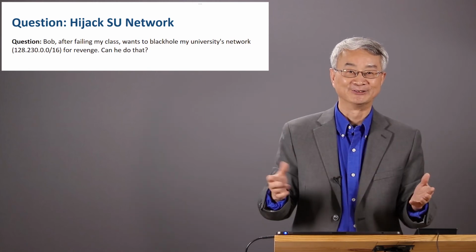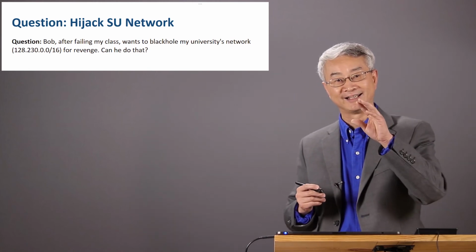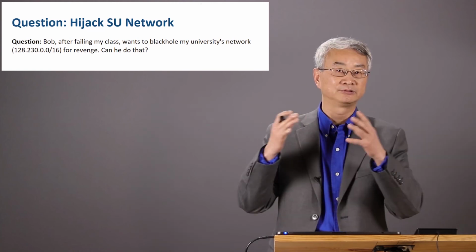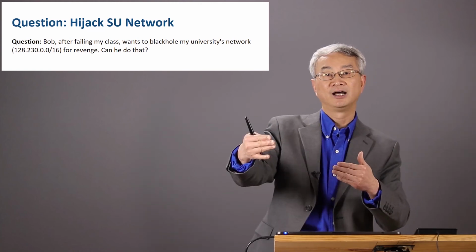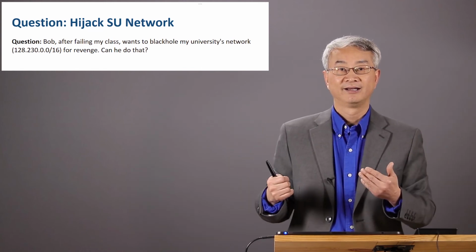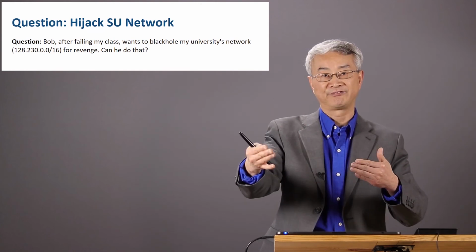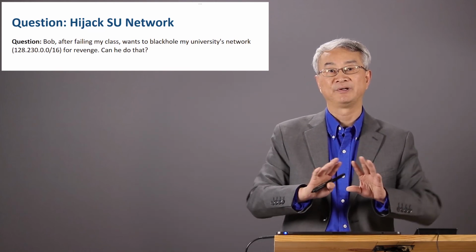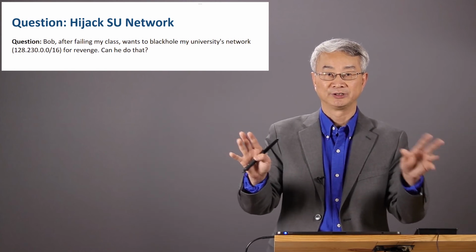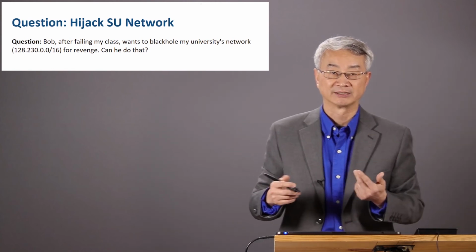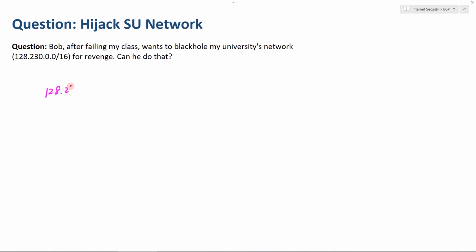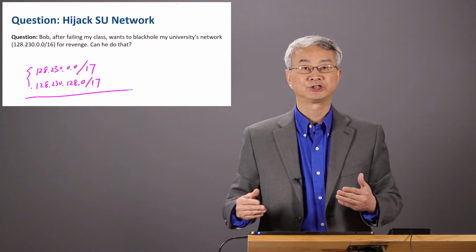Technically, of course, he can do that, and we just use similar ideas. Bob just needs to create an autonomous system and peer with some of the neighbors. And as long as the neighbor allows Bob to announce that prefix, eventually that network prefix is going to reach the entire world. So he only needs to announce 2 network prefixes: 128.230.0.0/17 and 128.230.128.0/17. And that's all he needs to announce.